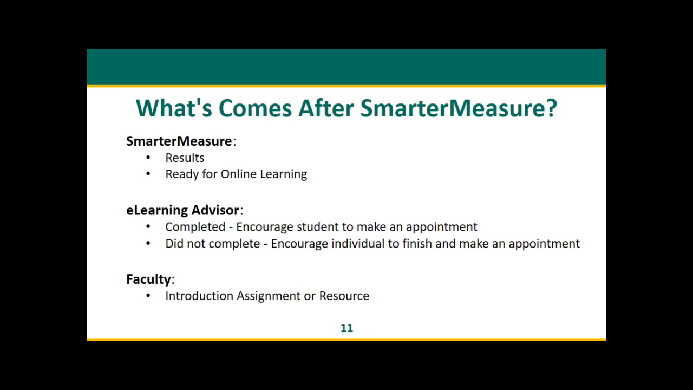So if a student has completed it, I'll reach out to them, and I'll just recommend they make an appointment with me if they want to interpret their scores. For those who did not complete SmarterMeasure, these might be prospective students. I'll still email them, just because I think they're still interested in Shoreline. So if I can reach out, it's just another way to get that prospective student population interested in Shoreline, whether they finish it or not. So it's definitely a tool for that.